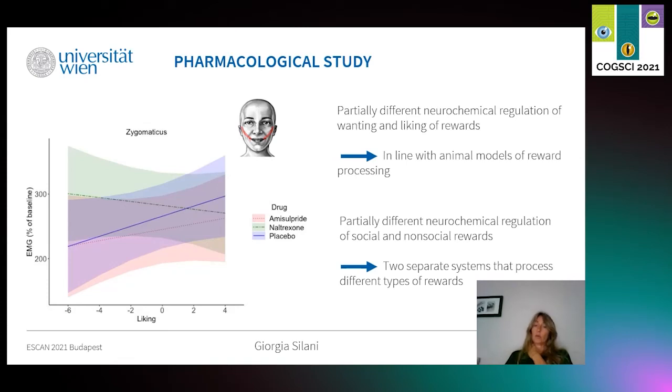And secondly, what we observe is that there is a partially different neurochemical regulation of social and non-social rewards. Indeed, the effects in anticipation were exclusively limited to rewards of a non-social nature. And this could point toward the possibility of two separate systems that process these types of rewards.